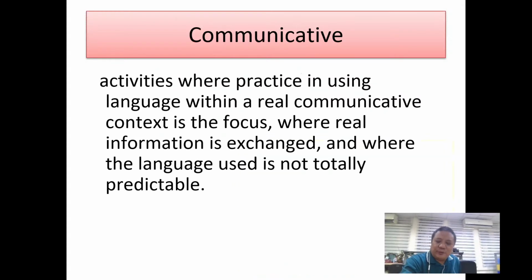Okay. So we also have communicative activities. Apologize or express your opinion. So the activities practice using language in a real communicative context where you exchange information, and when that happens, the language use is not totally predictable. The people you're talking to might use language that's not predictable for you or not meaningful to you.